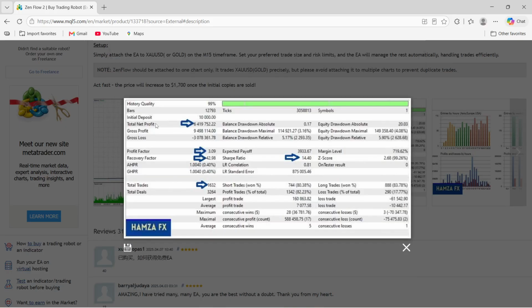Okay, so for the initial deposit of $10,000 over the period, we had a total net profit of $6,419,752, while the gross profit was $9,498,114. The profit factor was 3.09, while the recovery factor was 42.92. Total trades taken were 1,632 trades, and the balance drawdown was just 3.16%.